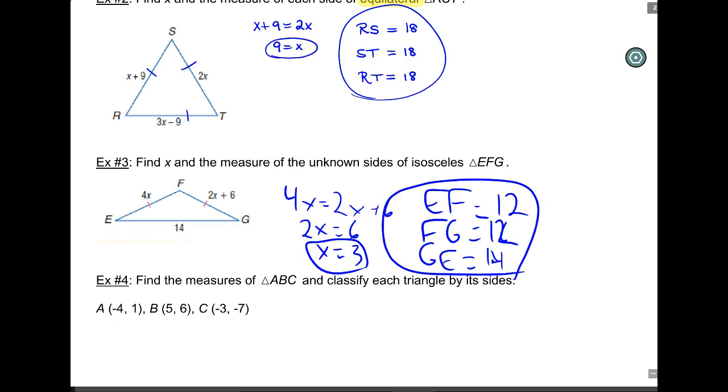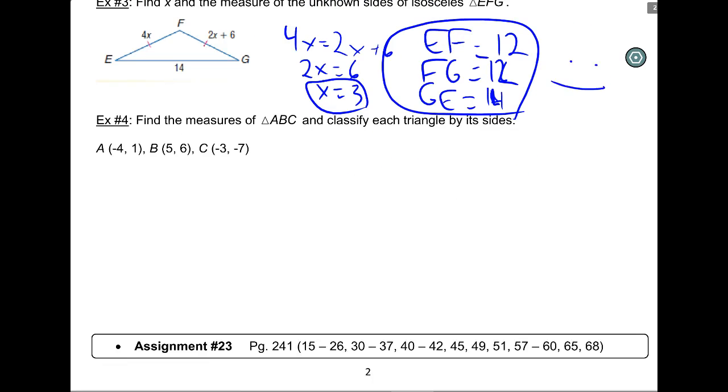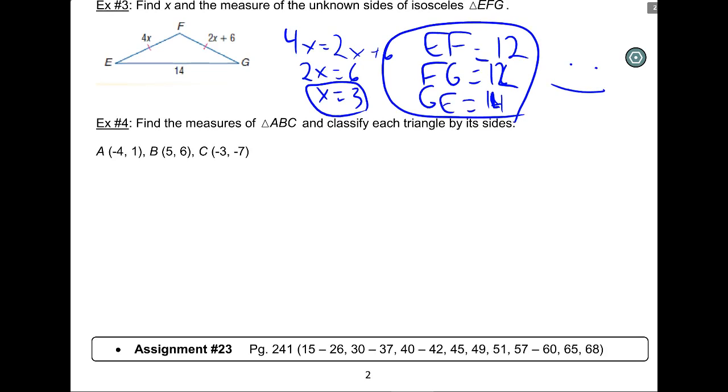Thank you. So let's take a look at this last example, and then you guys can work on homework, or we can go over homework questions from previously. So the last one. It's distance formula. We want to find the measures of ABC and classify the triangle by its sides. In other words, we need to figure out if it's scalene, isosceles, or equilateral. Those are the three choices.